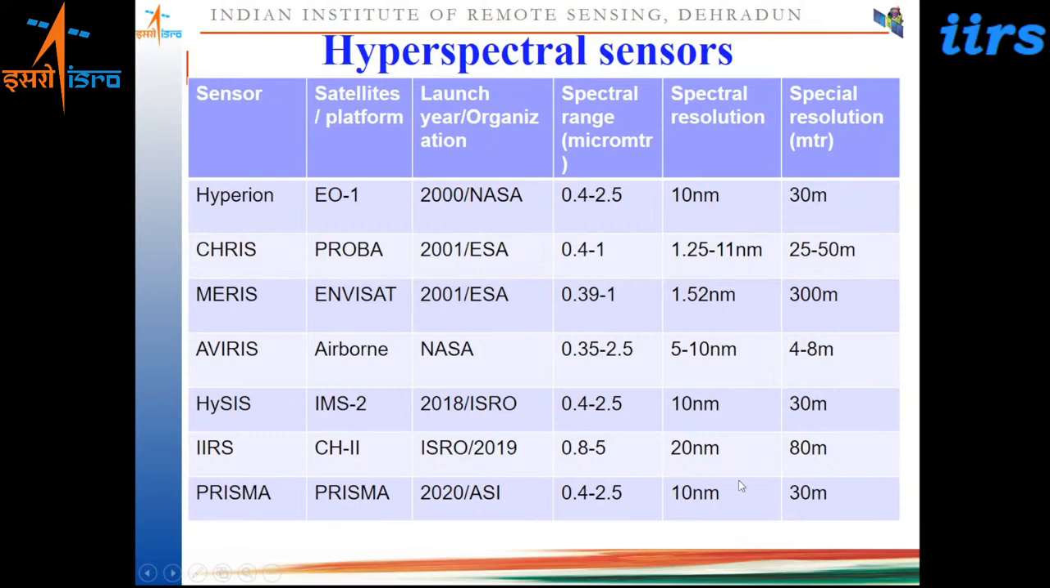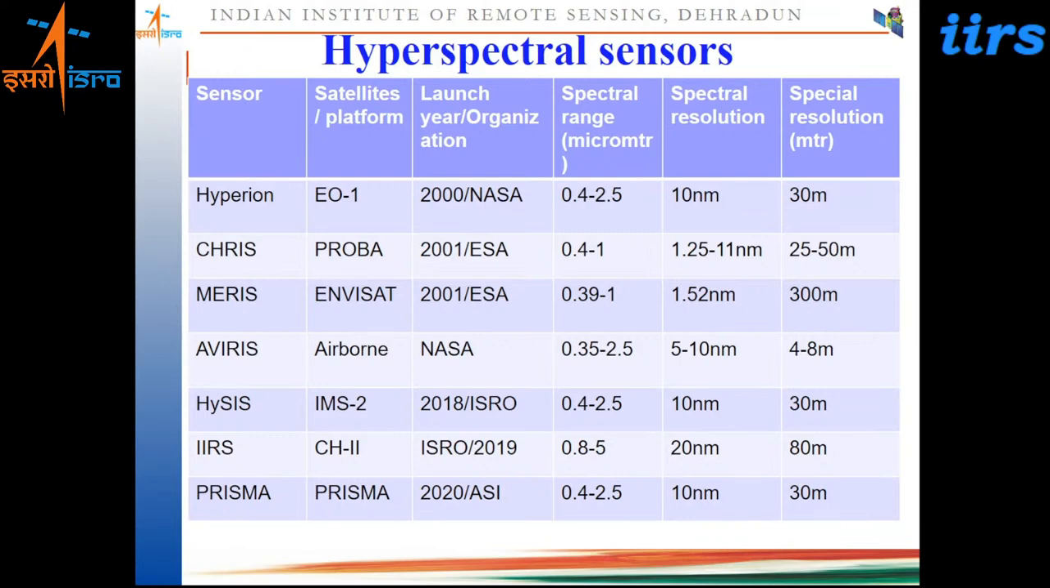The bandwidth range is 0.8 micrometer to 5 micrometer, the spectral resolution is 20 nanometer, and the spatial resolution is 80 meter. So these are the different parameters that we have. Generally, it has been known for the hyperspectral sensors. Only the main sensor I have included. There are some other sensors also which can be included.